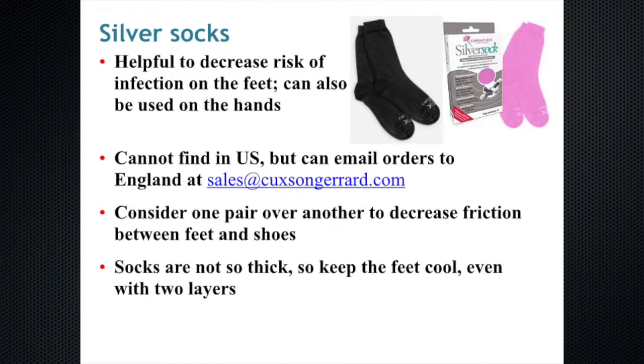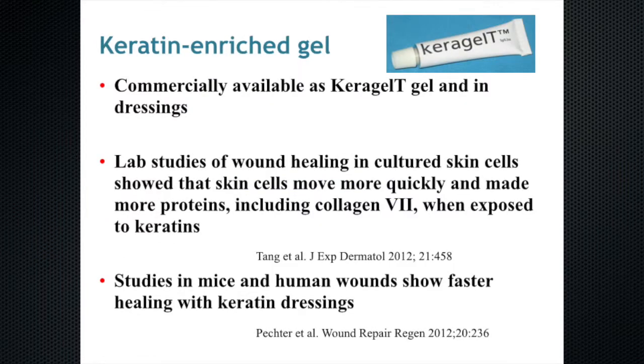Now, moving on to the keratin-enriched gel. These are commercially available as a gel and in dressings, and there have been some laboratory studies of wound healing in cultured cells. You can take skin cells, or keratinocytes, and grow them up in culture. You can create a wound healing model in the lab where you take this bed of skin cells and scratch uniformly, and then watch them move. In the lab, we can watch these skin cells move more quickly when exposed to the keratin-enriched material, and make more proteins. One of those proteins with increased production is collagen 7.